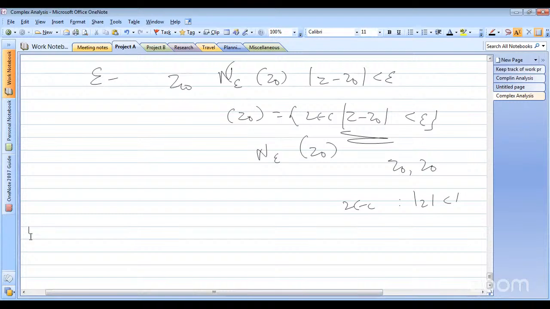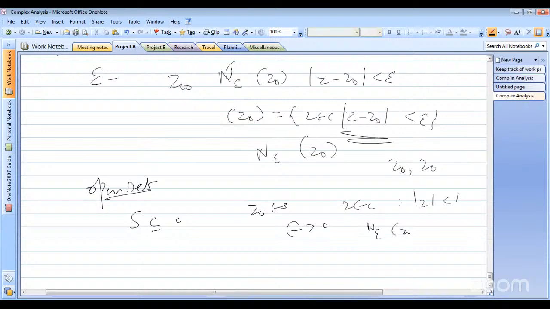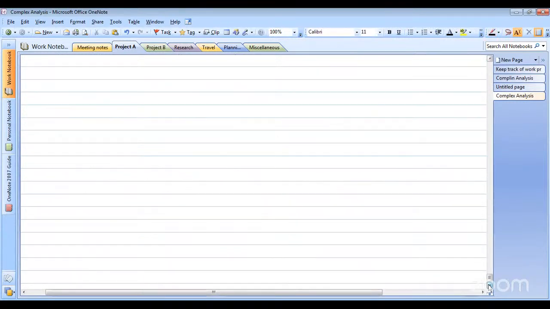Then another definition, of the open set. What is the meaning of an open set? A subset S of C is said to be open if every z0 belonging to S has a corresponding real number epsilon greater than 0 such that the neighborhood N(epsilon, z0) is a subset of S.